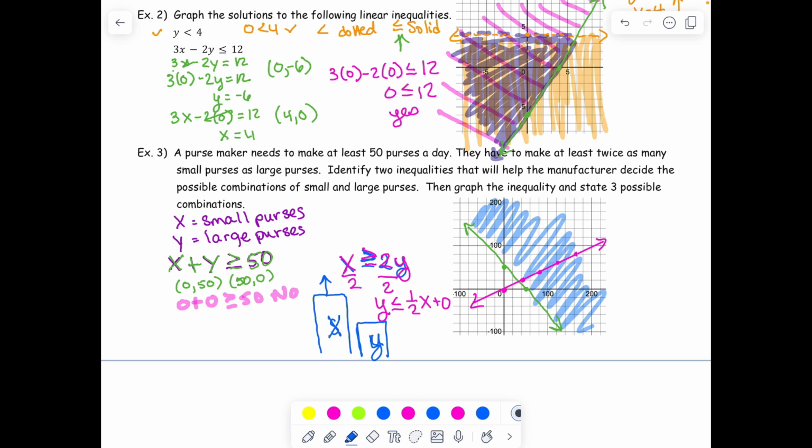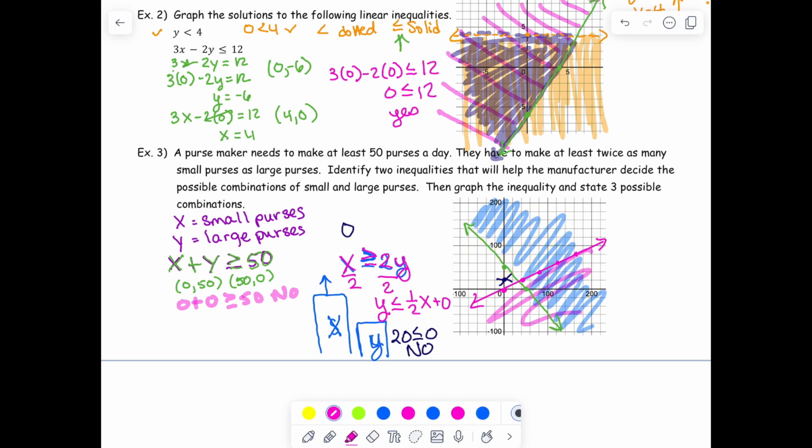Now we're going to decide which side we would shade on, and let's call it yellow or pink, okay? So we have 0, 0 already there, so we're not going to pick 0, 0. What if we picked 0, 20? So if I put 0, 20 in, and let's do it to this one. So we'd have 20 is less than or equal to 0. Is that true that 20 is less than 0? No. So this guy is not a solution, which means the pink zone would be the solution.